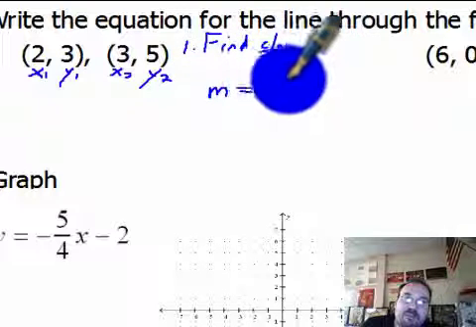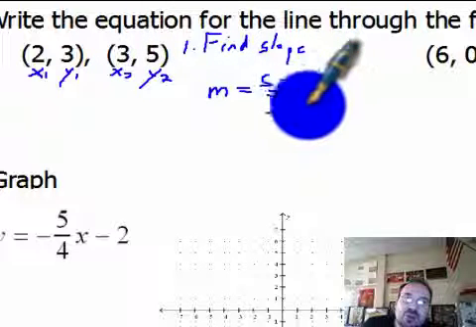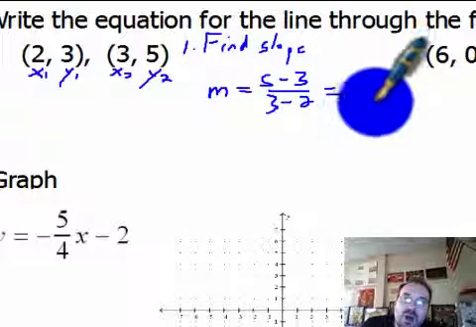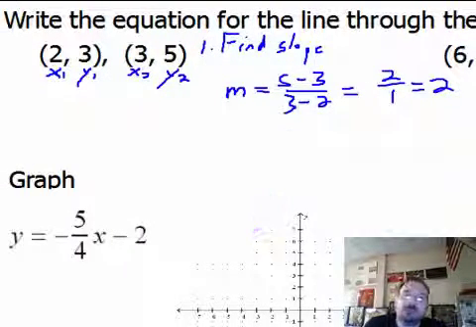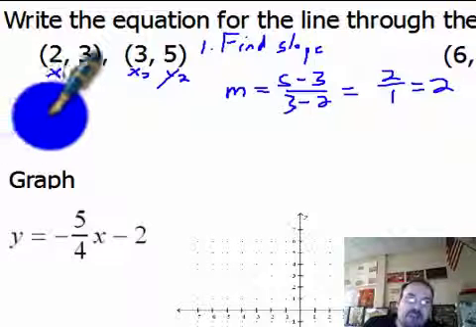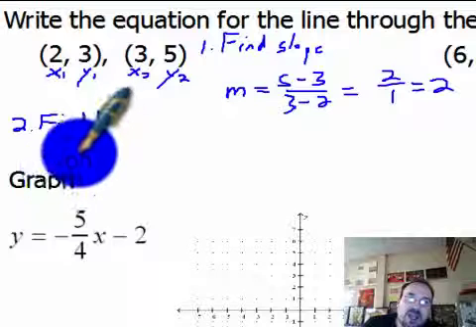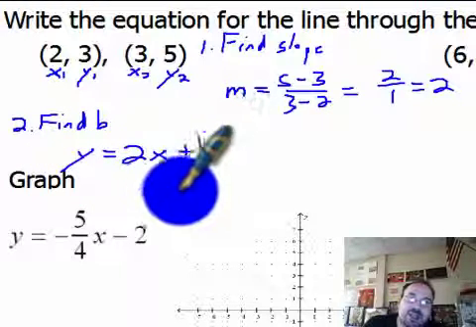So here I have 5 minus 3, and on the bottom I have 3 minus 2, and that gives me 2 over 1, which is 2. So my slope is 2. So now that I found the slope, I have to find b. So I write everything I know, which is y equals 2x plus b.